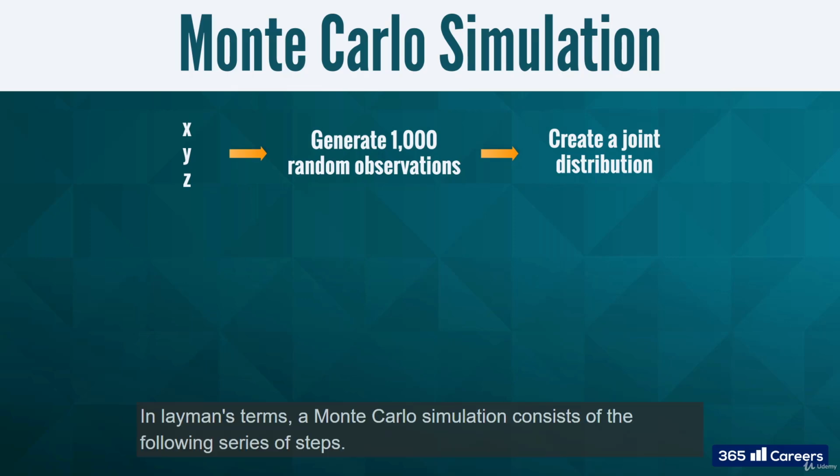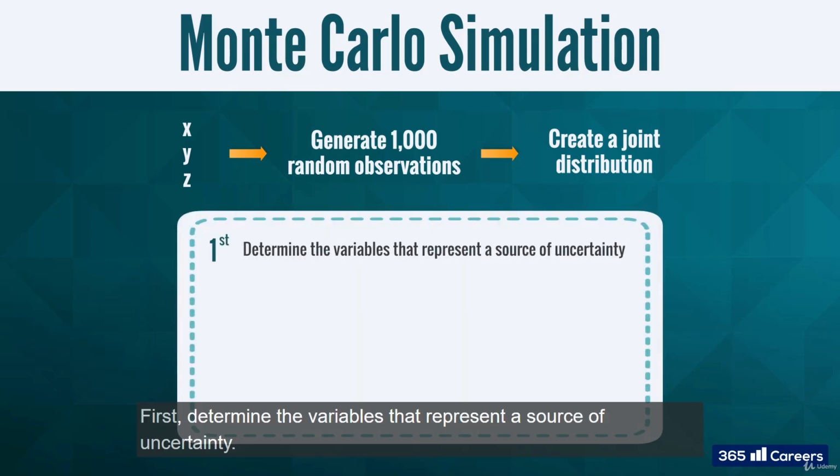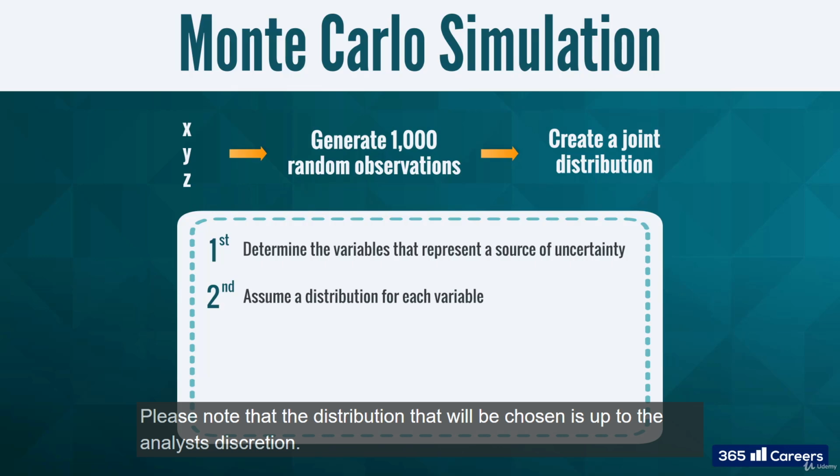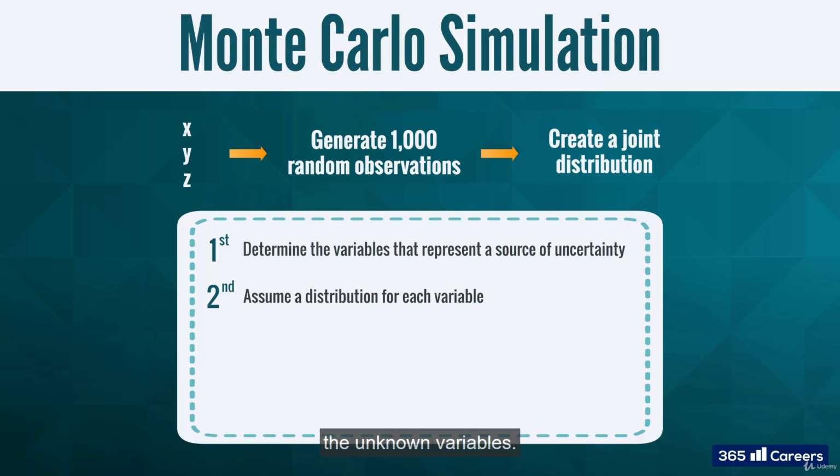In layman's terms, a Monte Carlo simulation consists of the following series of steps. First, determine the variables that represent a source of uncertainty. Second, assume a distribution for each variable. Please note that the distribution that will be chosen is up to the analyst's discretion. And of course, the final model predictions will be as good as the analyst's choice of distribution for the unknown variables. Very good. The third step refers to the following.